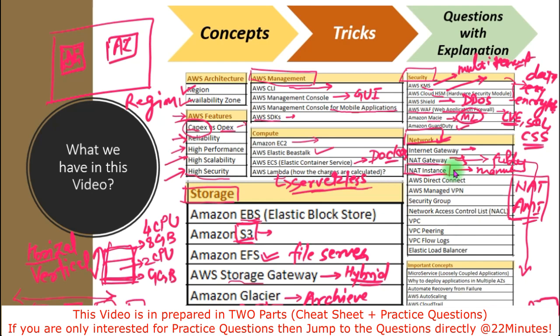AWS Direct Connect is used when we need to connect our organization infrastructure, or on-prem infrastructure, to AWS. In this case we will use AWS Direct Connect. Here we will have a dedicated connection, and it is through fiber cables. Whenever we want to extend our infrastructure with the cloud, we will use AWS Direct Connect.